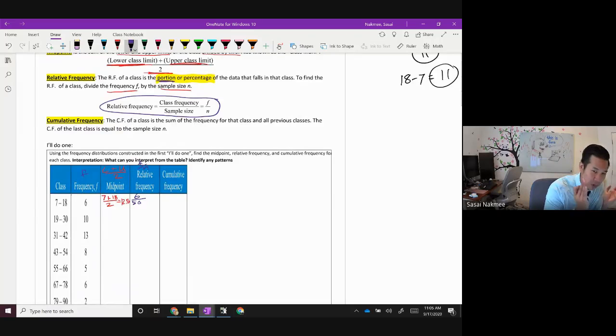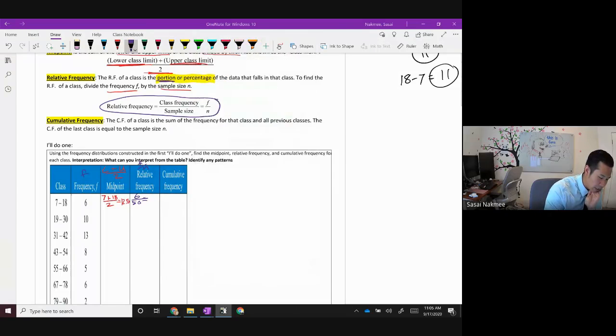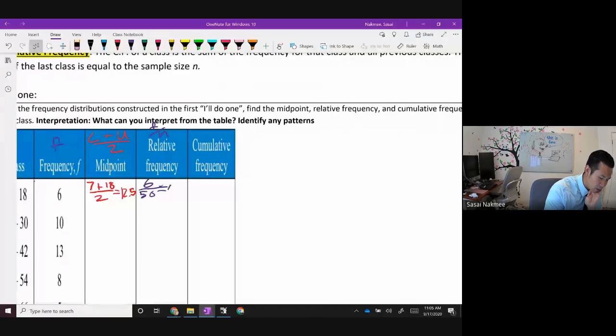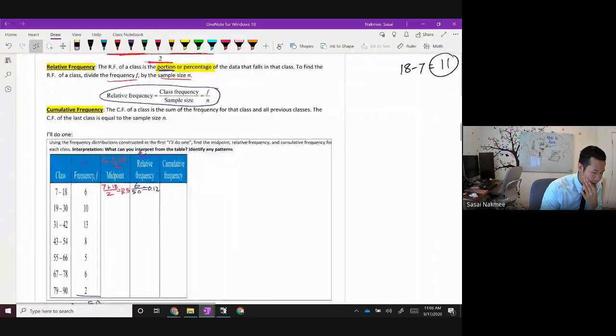A proportion is just a fancy word for fraction, right? Or if you want, you could plug that into the calculator and see what you get. 6 divided by 50 is 0.12. I'm going to go back and zoom in here so I can write that a little bit neater. This is 0.12, and that's your answer. That's how you find your relative frequency. Does that make sense? That's all it is.